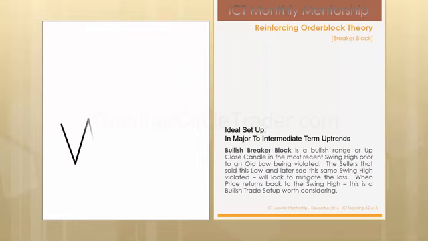Okay, for a bullish breaker, it's a bullish range or up close candle in the most recent swing high prior to an old low being violated. The sellers that sold this high and later see this same swing high violated will look to mitigate the loss. When price returns back to the swing high, this is a bullish trade setup worth considering. Again, we have an old low that's violated, taking out sell stops below that old low.